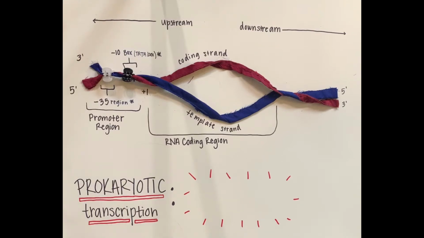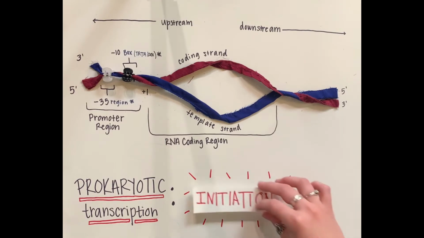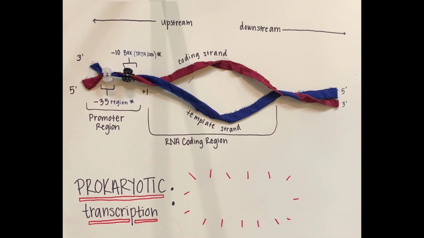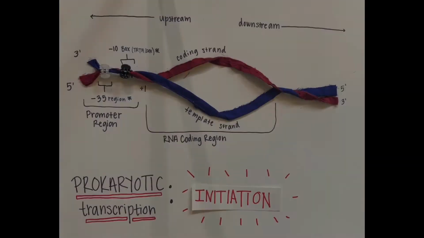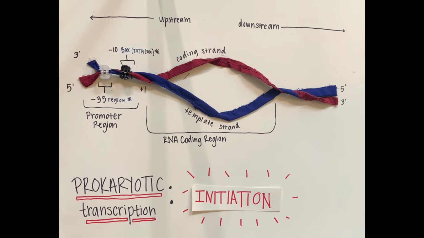In this video, we will be examining the mechanisms of transcription in a prokaryotic organism, which is split into three simultaneous stages: initiation, elongation, and termination. The initiation stage is characterized by the binding of RNA polymerase to the promoter region, which is a specific DNA sequence that the enzyme binds to in order to initiate transcription.